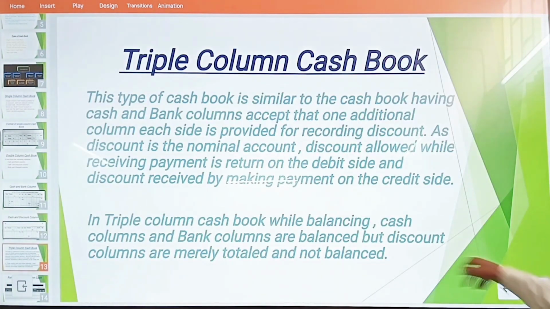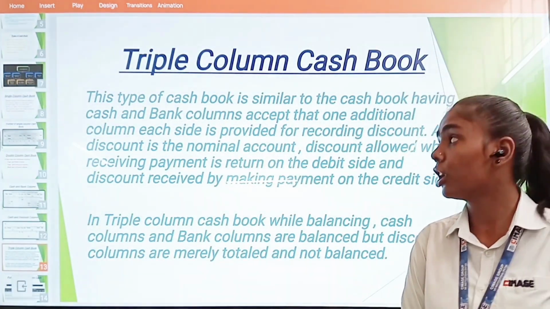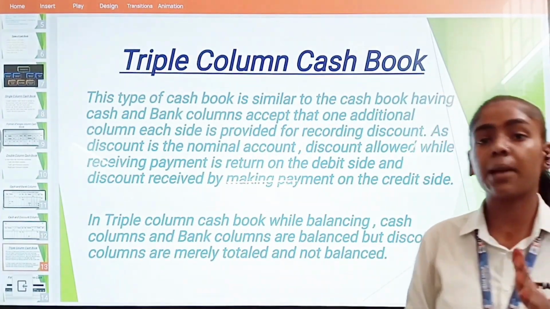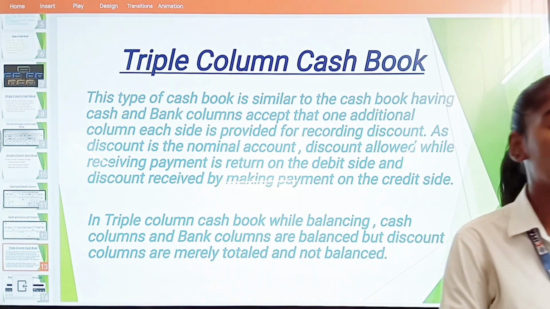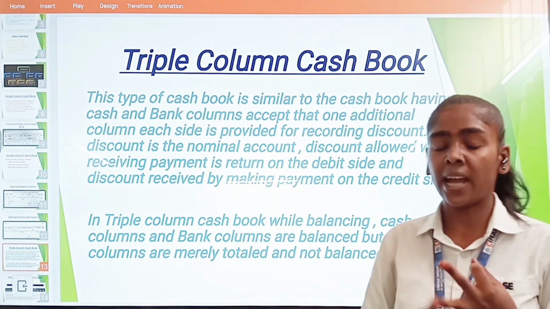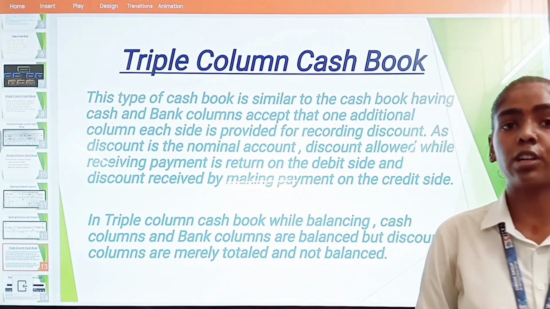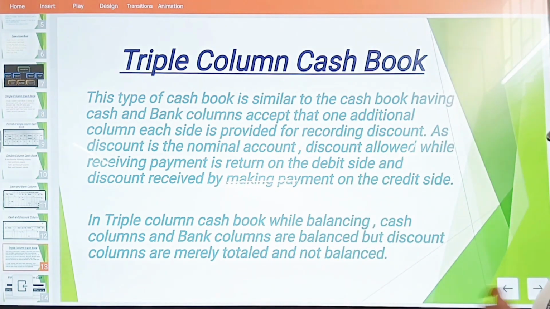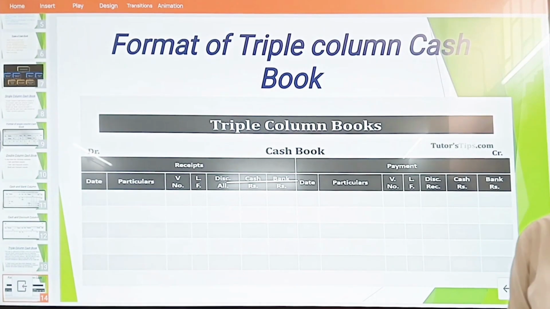And now coming to the third one, triple column Cashbook. Triple column Cashbook basically has three amount columns. First is cash amount, second is bank amount, and third is discount amount, on both sides, in the debit side and also in the credit side. This is the format of triple column Cashbook.